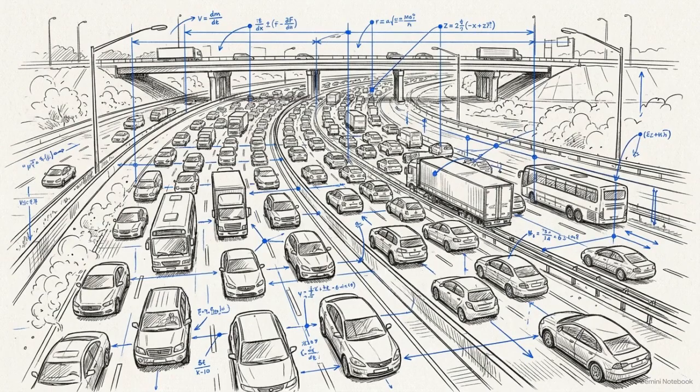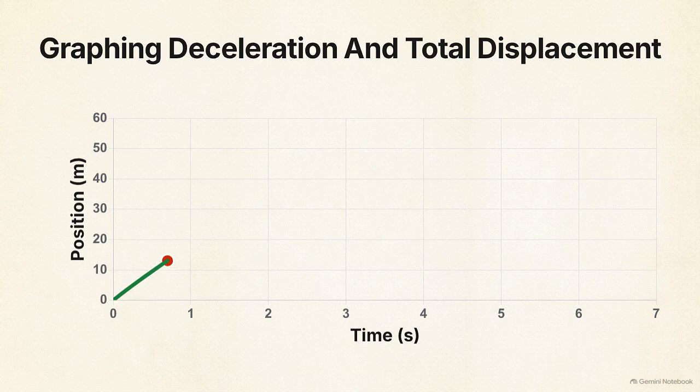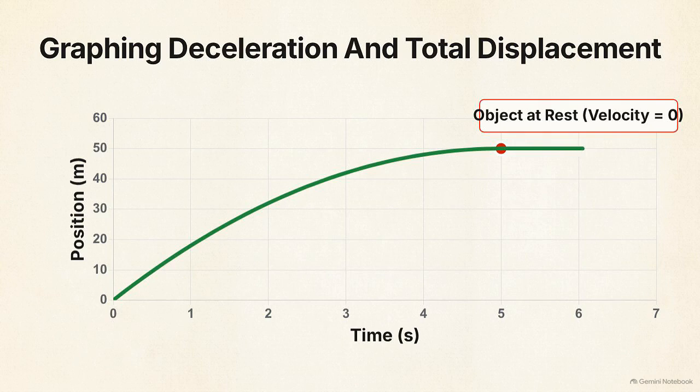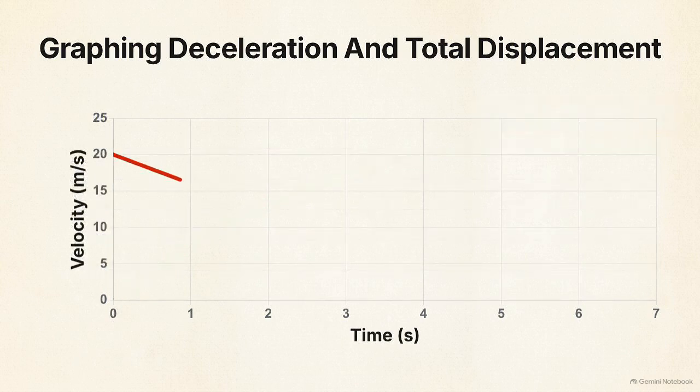Scientists use graphs to visualize these forces simultaneously, extracting data from the physical world. On a position time graph, the steepness, or the slope, of the line tells us the velocity. As the curve flattens out into a horizontal line, the velocity has dropped to 0, and the object is at rest.